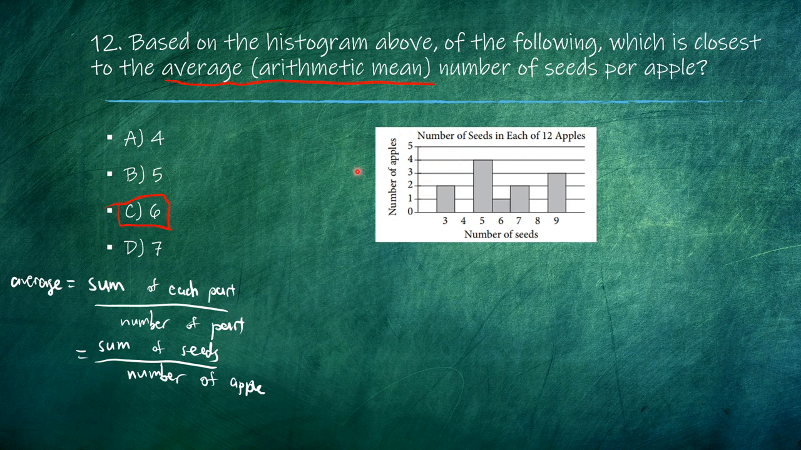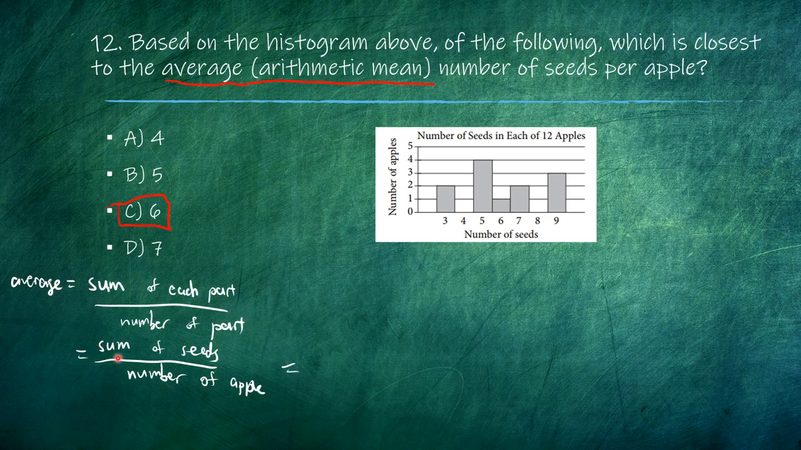Because remember, to understand what a graph is saying, the first thing that we want to read is the title. The title is number of seeds in each of the 12 apples. So we know there are 12 apples, and each apple has a different number of seeds. For example, when we are looking at this histogram, we know that 2 apples have 3 seeds, 4 apples have 5 seeds, and so forth and so on.